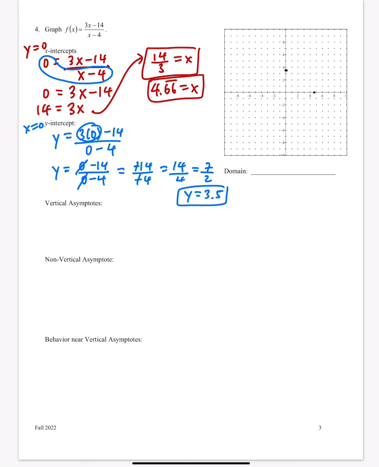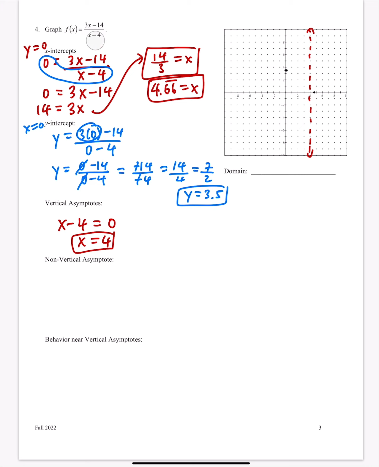To find the vertical asymptote, we take our denominator, which is x minus 4, set it equal to 0, and then solve for x. So our vertical asymptote should be at x equals 4. Let's draw a nice little vertical asymptote. So x is equal to 4.